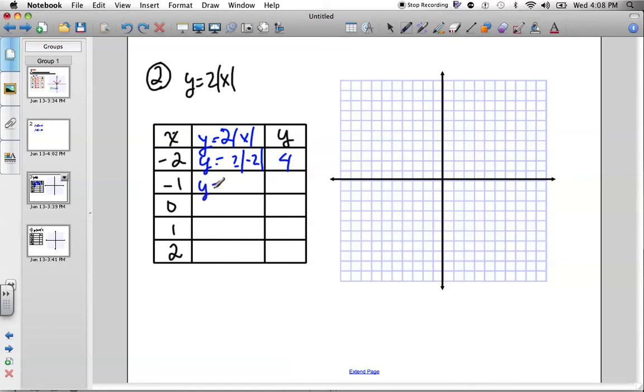Same thing we can do with -1. What's the absolute value of -1? It's 1. 1 times 2 is 2. When we put 0 in for our input, we get an output of 0. When we put in 1 for our input, our output is 2. And when we put in 2, the absolute value of 2 is 2. 2 times 2 is 4.